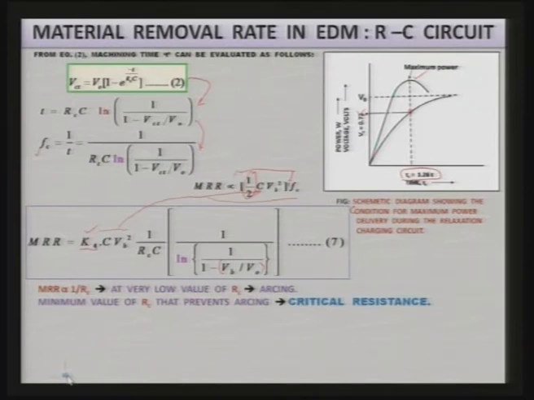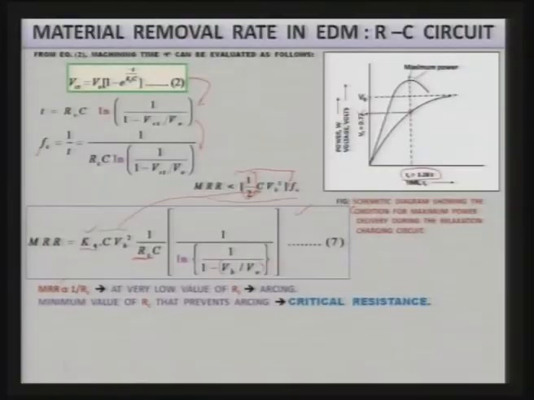So, this particular equation for MRR is very important for calculation of the material removal rate, provided you know the value of supply voltage, C, that is the capacitance, R_c, the charging resistance, and constant K4. It is very clear from this that MRR is proportional to 1 by R_c, that is, inversely proportional to R_c, the charging resistance. This simply means that if you keep decreasing the value of R_c, material removal rate will keep increasing.